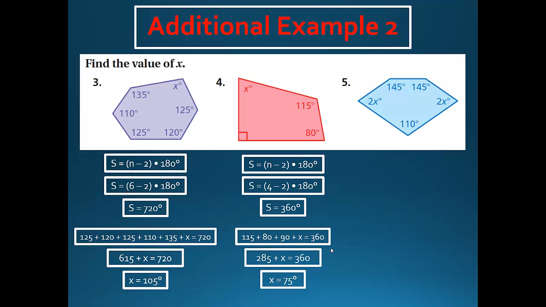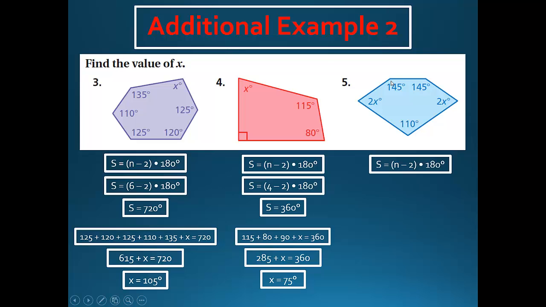For number 5, again, we're going to start with our formula. S equals the quantity n minus 2 times 180. This figure has 1, 2, 3, 4, 5 sides.